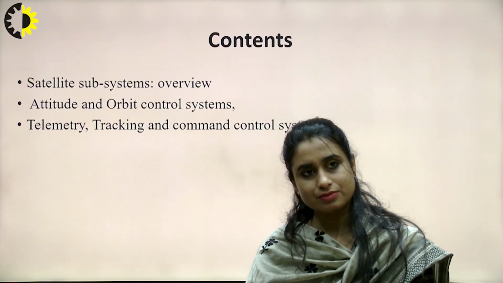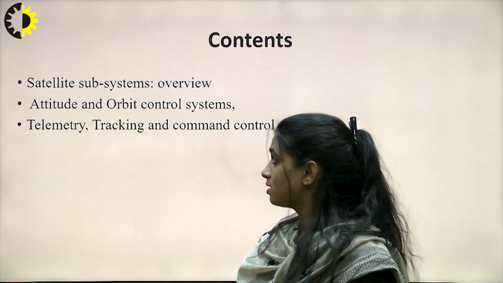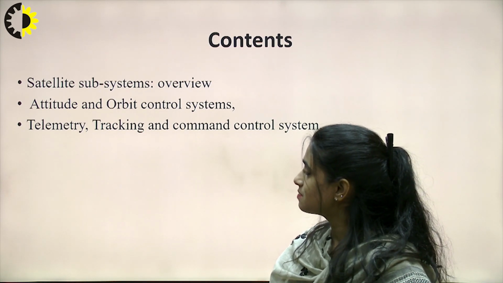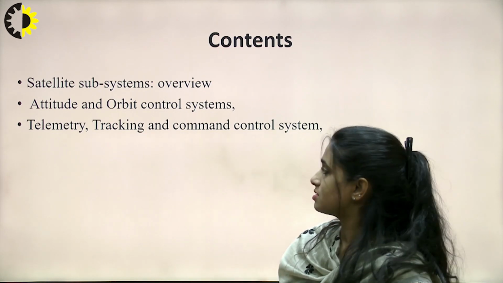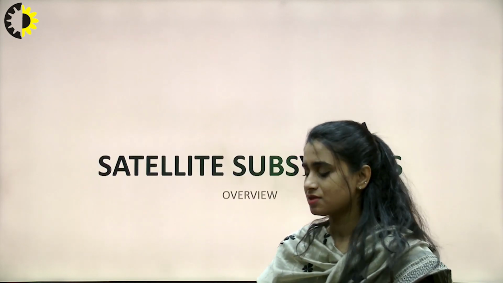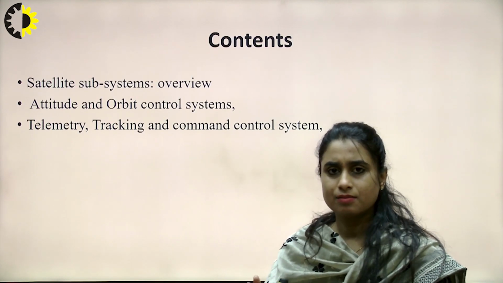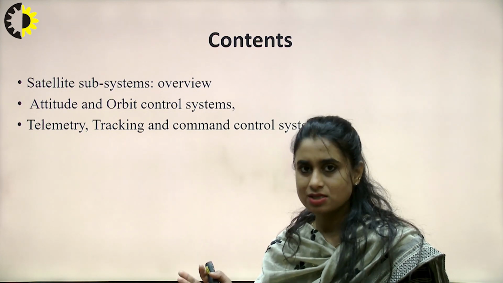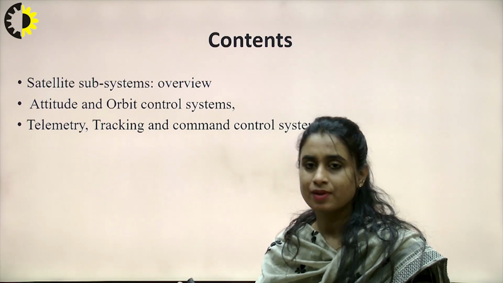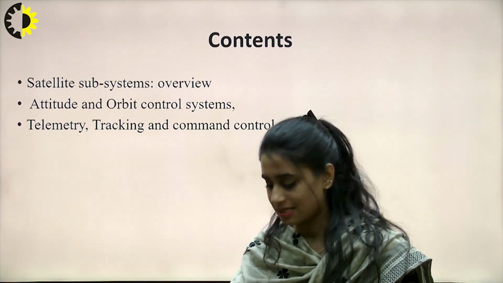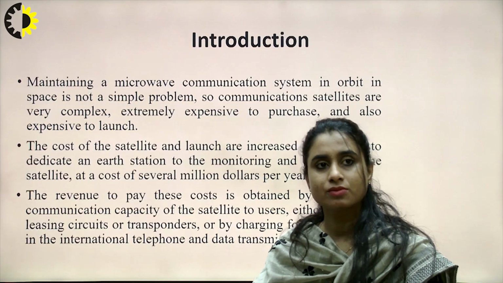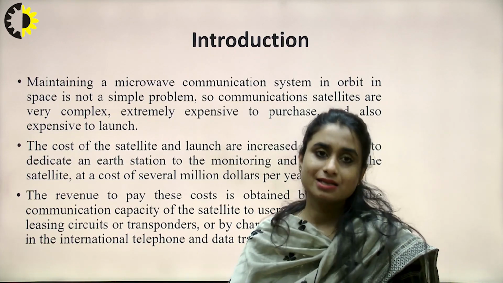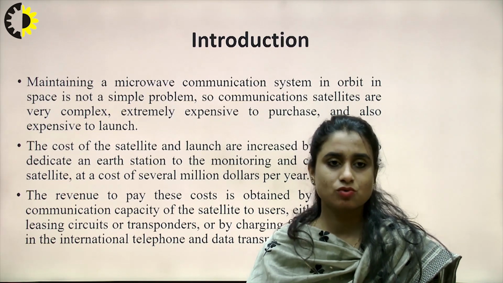So these are the contents: satellite subsystems overview, attitude and orbit control systems, and telemetry, tracking and command control system. These two are just part of subsystems. Broadly, we'll be studying about 6 or 7 subsystems. These two are the basic ones where we are starting our studies. So these two subsystems we'll be covering in today's lecture. So first of all, why require maintenance, what are subsystems, and what is their need?